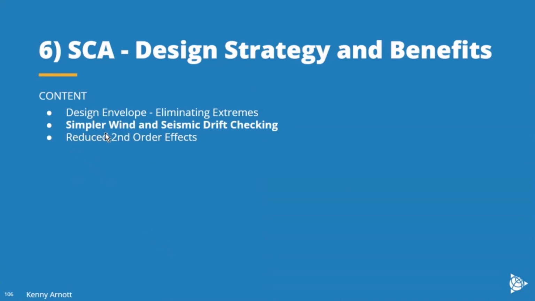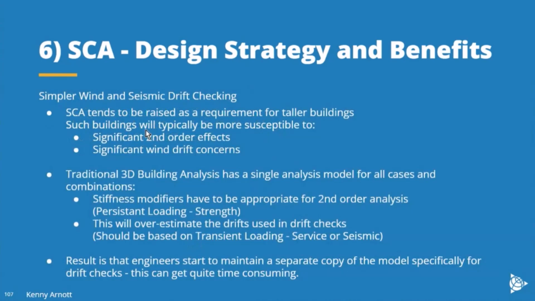So now let's move on to the simpler wind and seismic drift checking. Stage construction analysis always tends to be raised in the context of taller buildings, and those sorts of buildings are obviously more susceptible to significant second order effects and significant wind drift concerns. And these two things have conflicting requirements. In a 3D building analysis, you've got a single analysis model for all the cases and combinations, and the stiffness modifiers that you apply can only be appropriate for one of those things at one time.